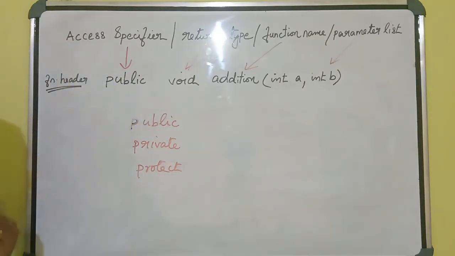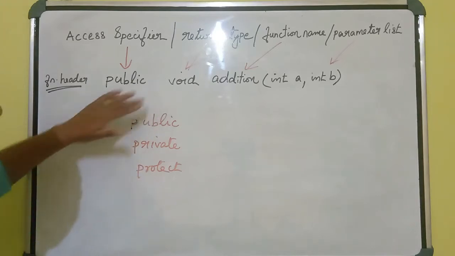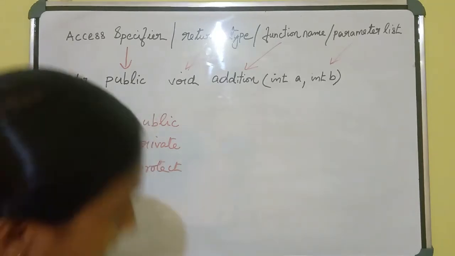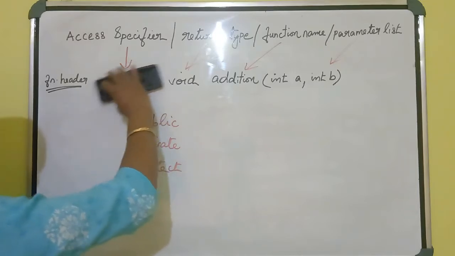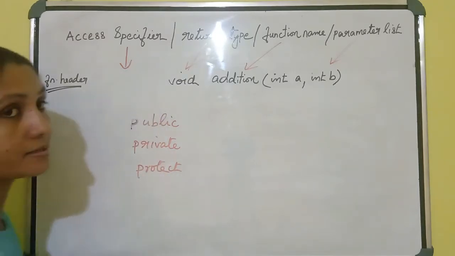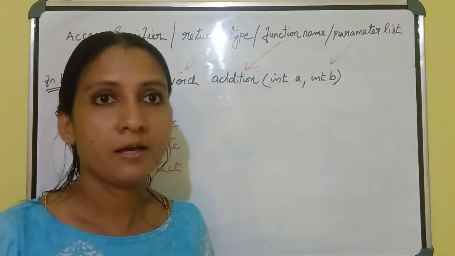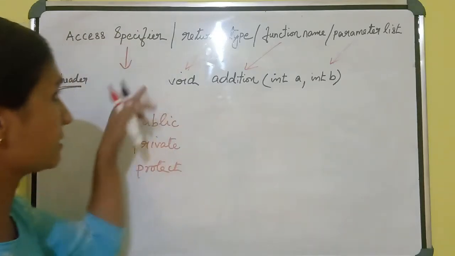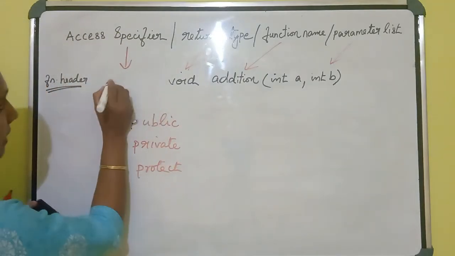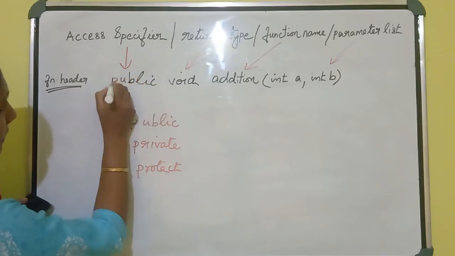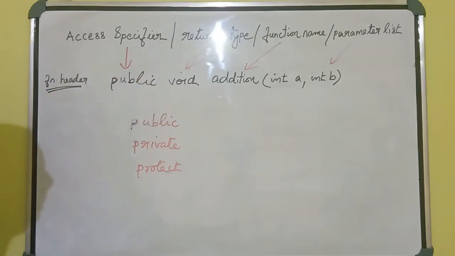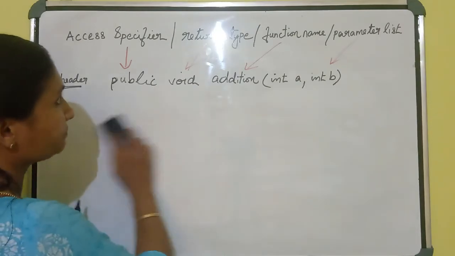You can use any type of them, but if you are not giving this access specifier, it will be considered as the public access specifier. That means by default the access specifier will be considered as public. Okay, public is the default access specifier. And what's the next one?